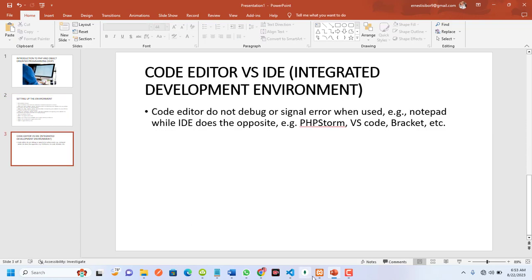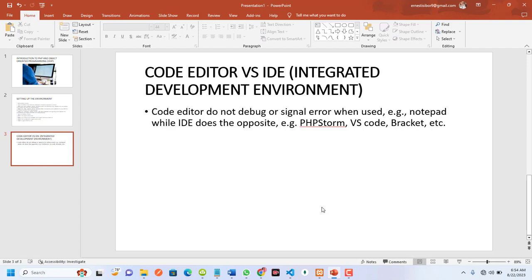So the next one is the IDE. Let's talk about the code editor versus the IDE. Now, many of us always confuse code editor and IDE. We use them both interchangeably. Let me break it down for you. A code editor does not debug or signal error when used. I repeat, when you say I'm using a code editor, it means your environment does not debug or signal error. An example of a code editor is Notepad. For many of us, when we started programming, we used Notepad at one point. Notepad does not signal error or debug.